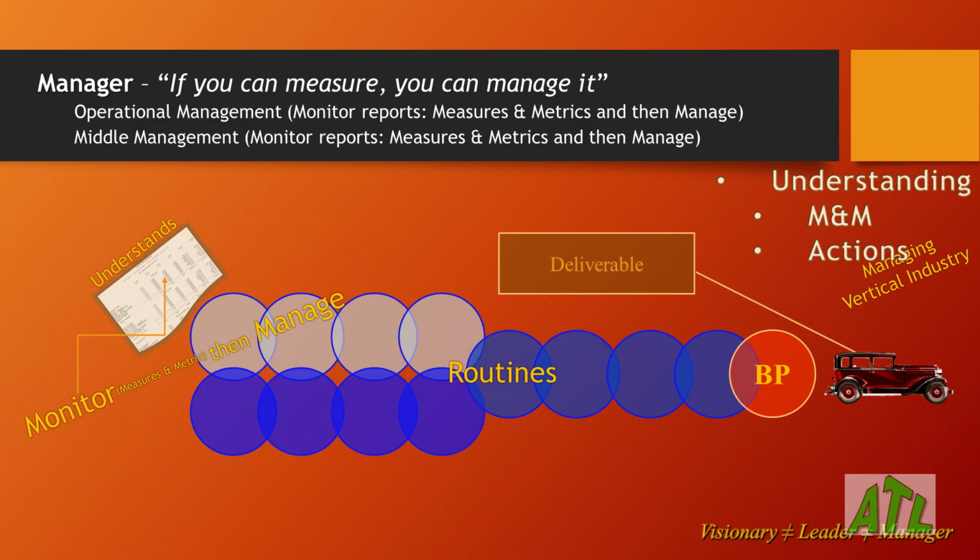We're developing the skill to make sure we select the appropriate measures, we select a valid set of metrics, and then we understand the various choices that we have. So in this case, if you can measure it, you can manage it. And this is the first tier. This is the operational tier.